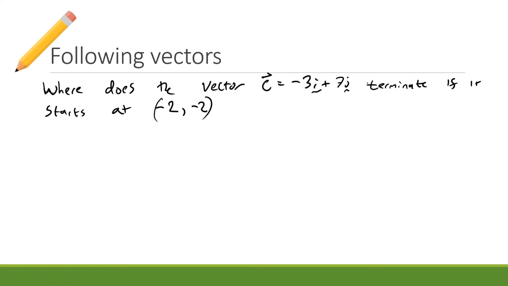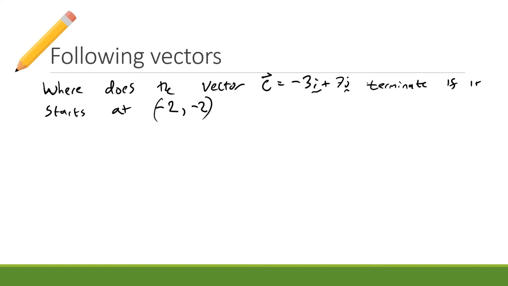I think this pops up a couple of times in the worksheet that I'm going to give you probably tomorrow, so I thought it might be important to go through it here now. Where does the vector C, -3i plus 7j terminate if it starts at -2, -2? Well, some people have already started guessing.